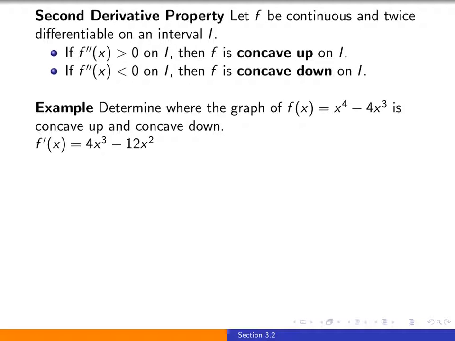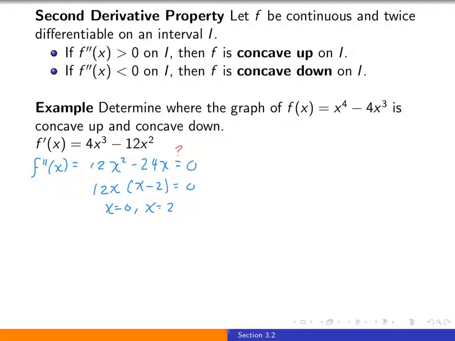For this function that we just worked with a moment ago, let's determine where it's concave up and where it's concave down. We have the first derivative, so we also need the second derivative. f double prime x is going to be 12x squared minus 24x. And I want to know where this is equal to 0. Both terms have a 12 and an x in common, and when I pull that out, I have an x minus 2 left over. So x equals 0, x equals 2.